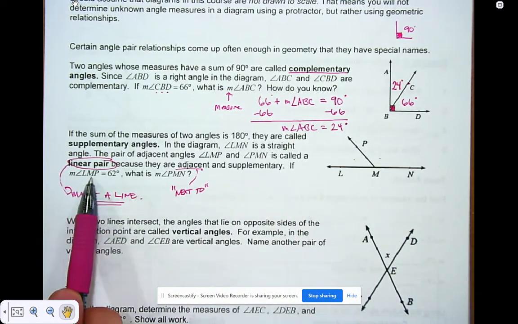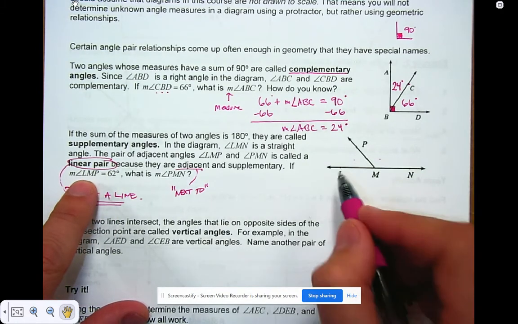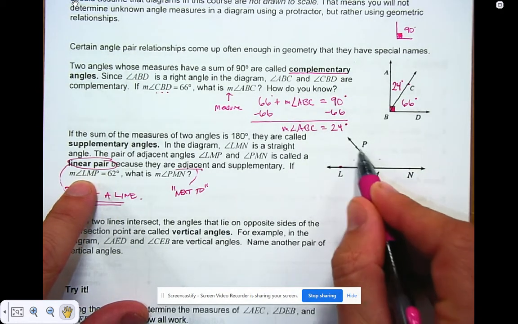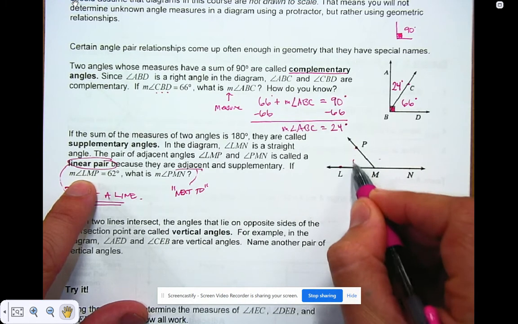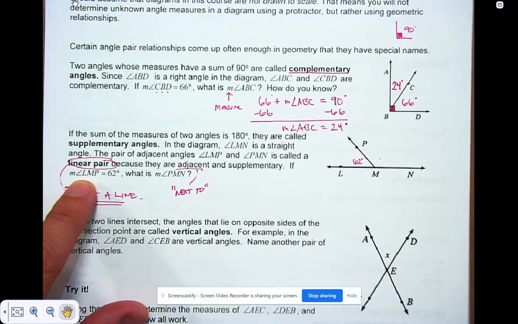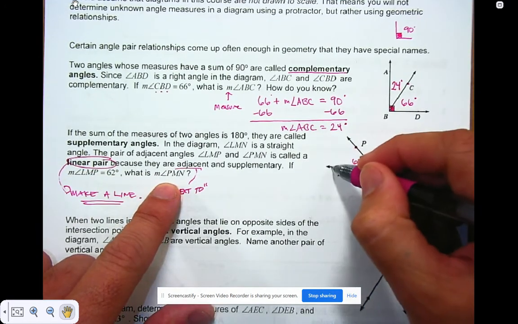If LMP equals 62, right? So let's go find LMP. Start at L, go to M, and then up to P. If you trace that, you just traced this angle, and they just told me that that is 62 degrees. Find this guy. Well, the whole thing, right?